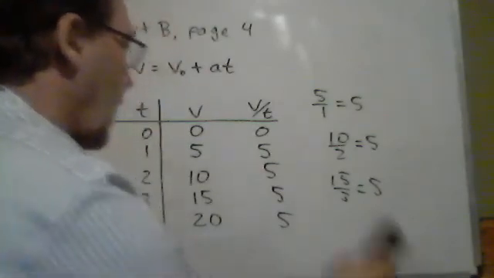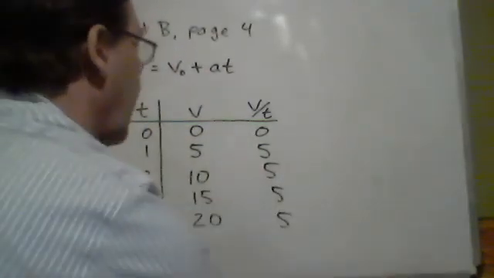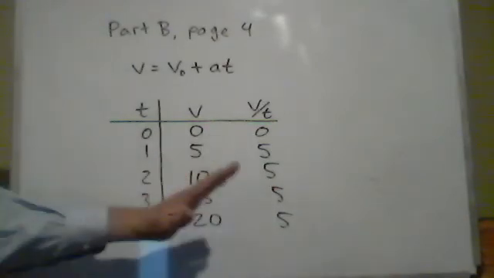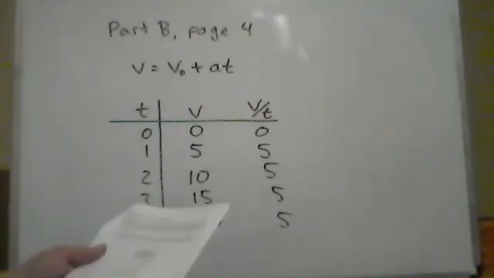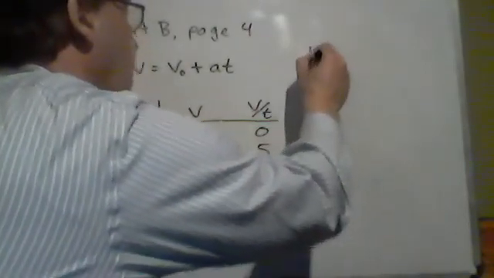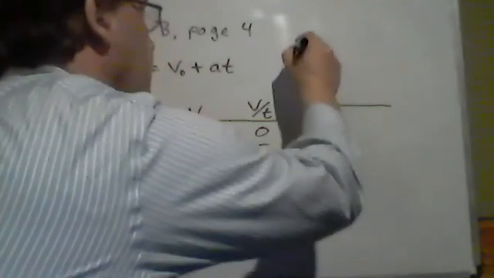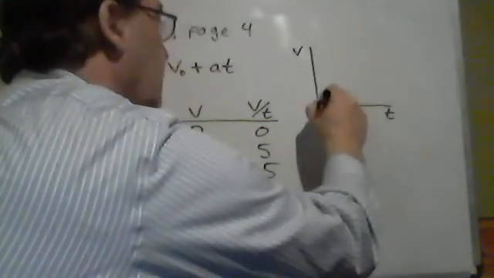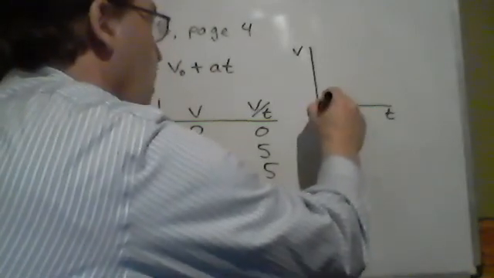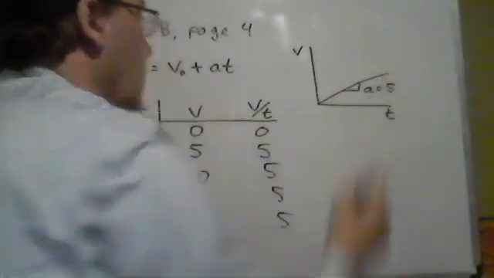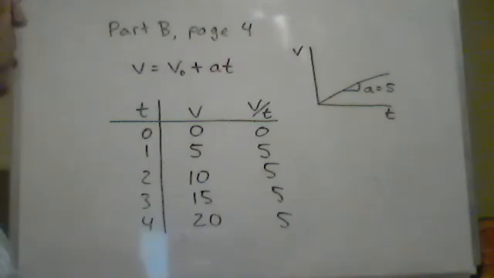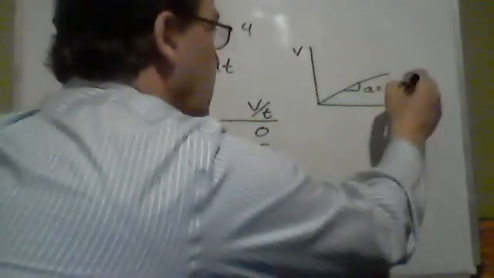I can imply from this that the slope is constant because v divided by t is constant, and that this is a constant acceleration graph. If I were to graph these points out, here's the velocity, here's the time, I would expect there to be a line. Time is 0, I'm at 0, and I'm at some sort of line. The slope of this is acceleration equal to 5. What are the units? Meters per second squared is the units on acceleration.